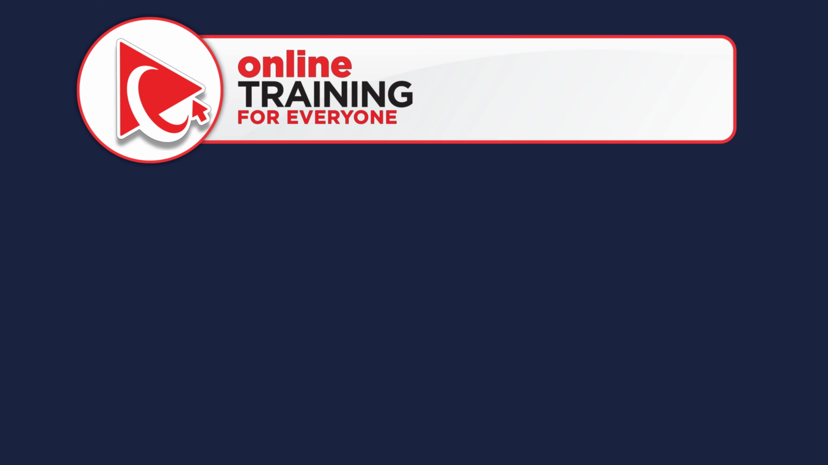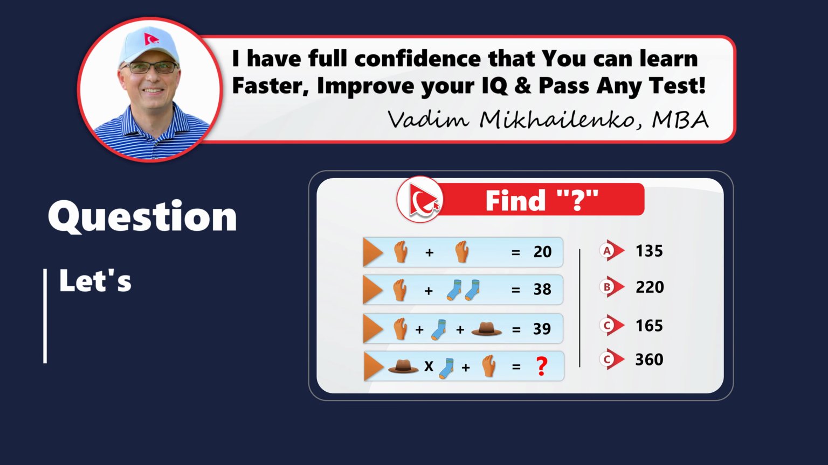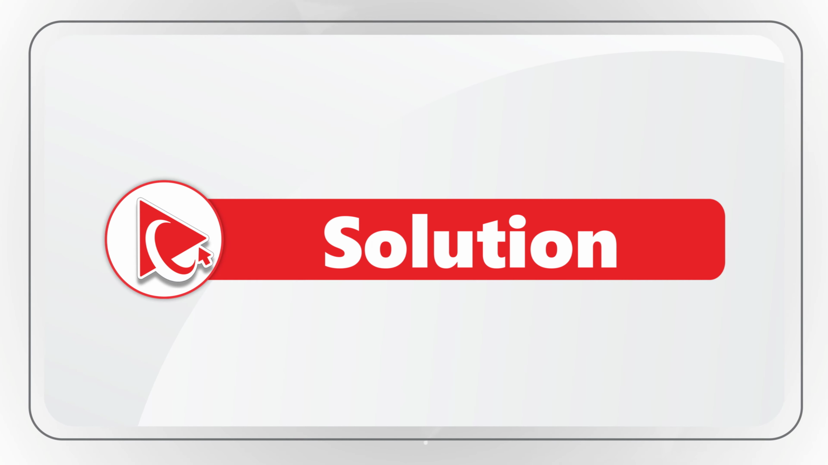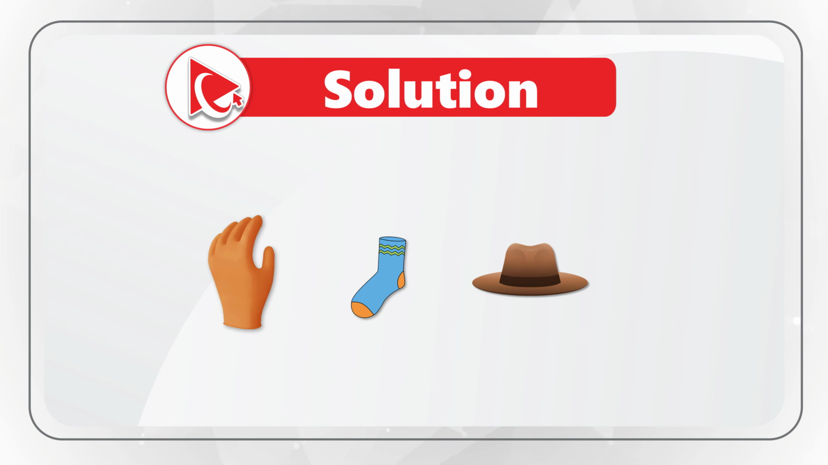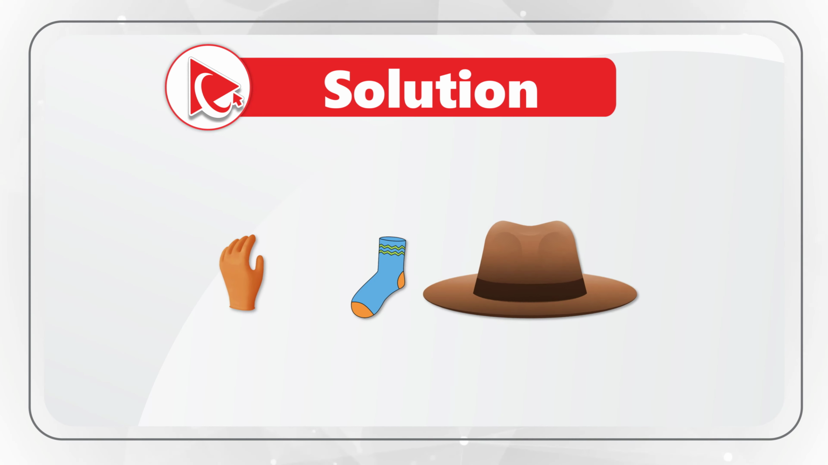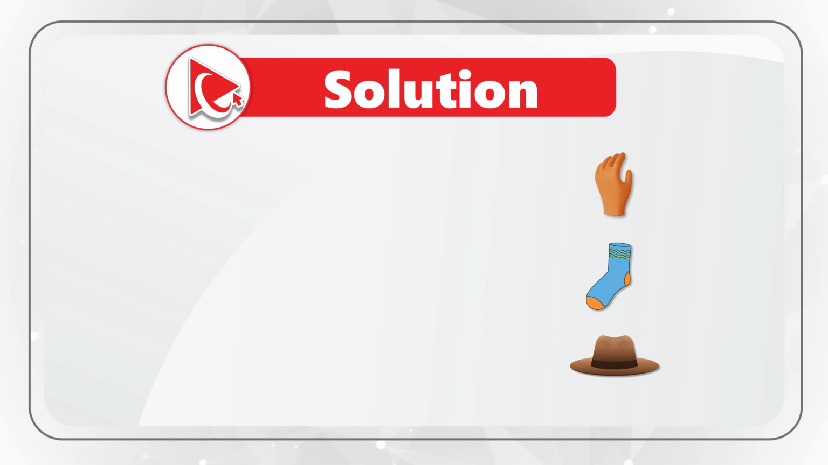On my end, I am moving forward to share with you my version of the solution. And if you have a better way to solve it by using your mental powers, please make sure to share in comments. Obviously, to solve this challenge, you need to find the numbers associated with each object. You need to find the numbers for glove, for sock, and for the hat. Let's look at each expression in more details.